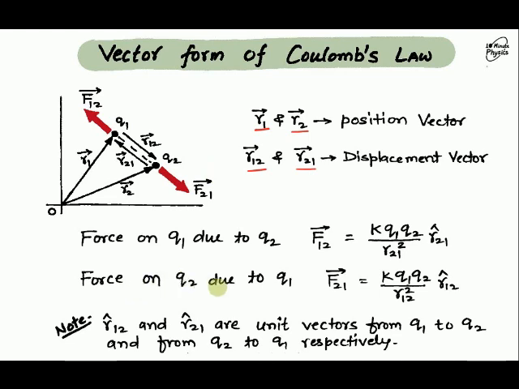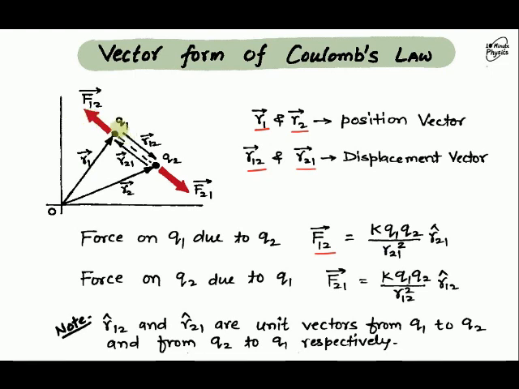Separation, how will you write it? If you are taking a radial vector from q1, if the force is exerted on q2 due to q1, then the separation is taken as r12. If the force is on q1 due to q2, then the separation is taken as r21. Here r12 and r21 represent the displacement vectors, r1 and r2 represent the position vectors.